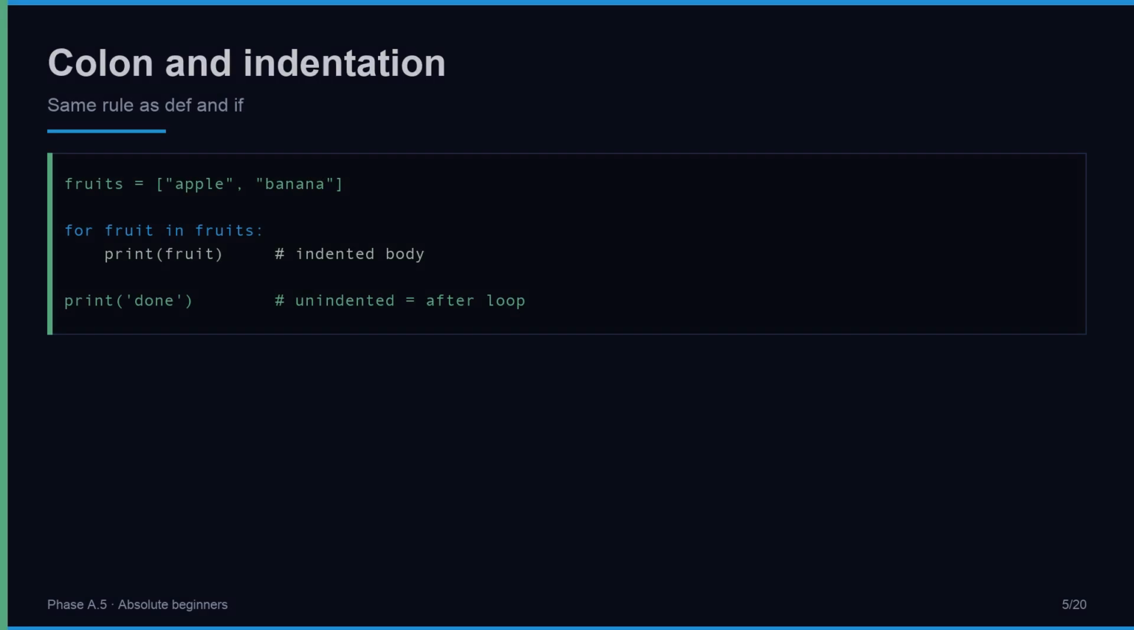The colon and indentation work here exactly like in def and if. The colon says, the header is done, the body follows. The indentation, 4 spaces by convention, marks what belongs to the loop. Forget the colon and Python raises a syntax error. Forget to indent and Python raises an indentation error. Unindent to leave the loop. This is the same rule you already know from defining functions and writing if statements. The muscle memory transfers directly. Same rule as def and if.